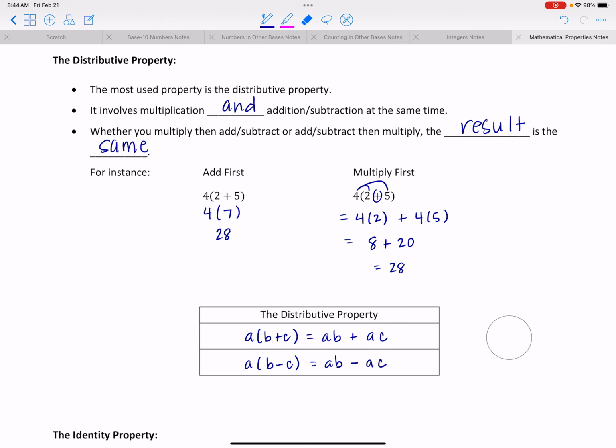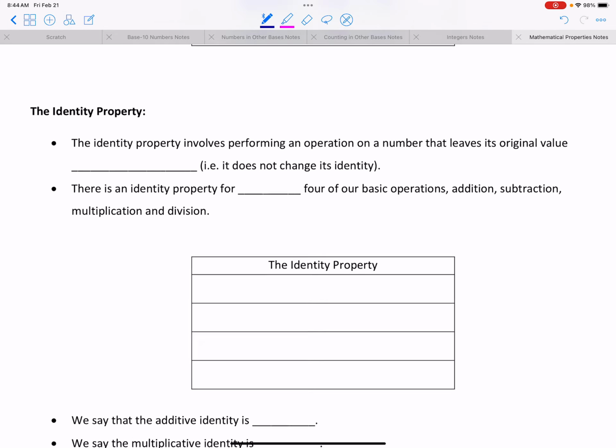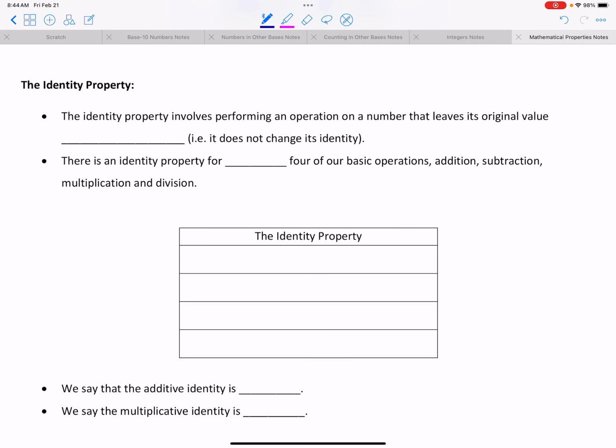All right, let's talk about one last one. That's the identity property. So the identity property, again, this is sort of instinctual. We kind of use this without seeing it all the time, but it involves performing an operation on a number that leaves its original value unchanged. So again, we're not changing the original value, which means we're not changing its identity. So it's the same concept, right? We're rewriting something without changing its value, but this time we're performing an operation to not change the value.